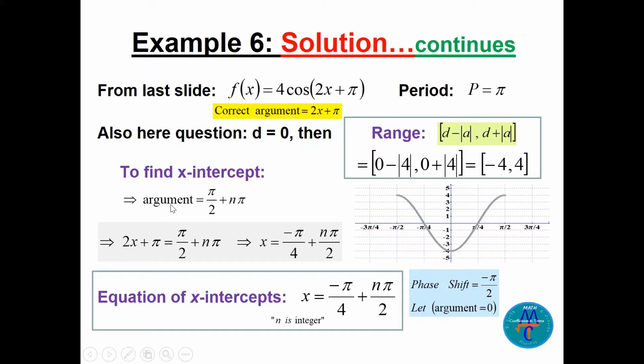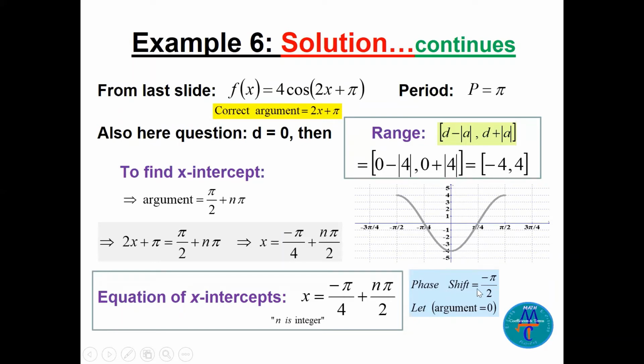Now let's find x-intercept. X-intercept, put the argument. This is for cosine, remember. Argument equals pi over 2 plus n pi. So 2x plus pi is equal to pi over 2 plus n pi. Take this pi on the other side here, becomes minus pi, then divide by 2. So x will be minus pi over 4 plus n pi over 2. So this is the equation of x-intercept. N is equal integer. So you can take n equals 0, 1, 2, 3, 4, or minus 1, minus 2, minus 3, minus 4. You will find all the x-intercepts.